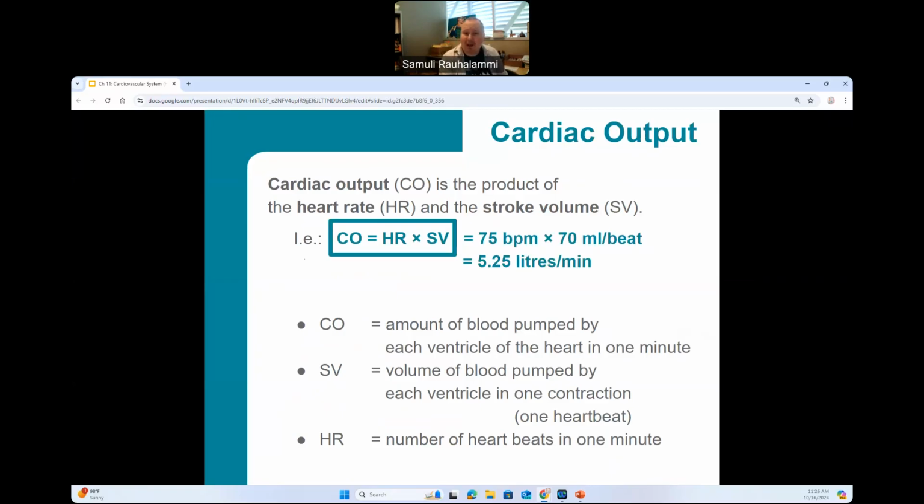If we remember that there was about 5 liters of blood in an average sized human, we see that all of the blood is circulated in the body in 1 minute. This cardiac output number can, however, grow drastically during periods of, for example, intense exercise. It can go up to 20 to 25 liters per minute. So quite a growth that can take place there.